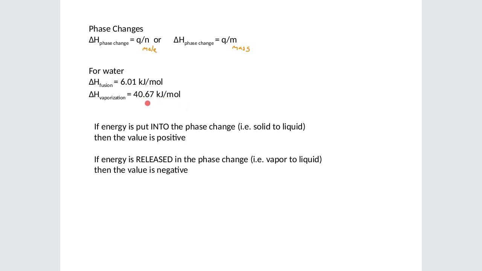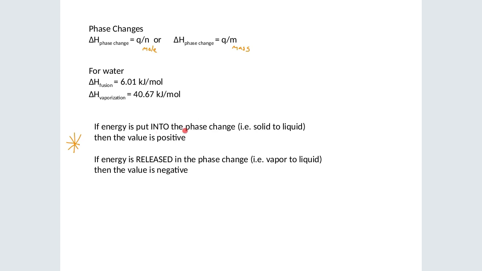Right, so it takes a lot more energy to vaporize water than it does to melt it. So if I'm going from the liquid to the gas phase, I've got to overcome all those hydrogen bonds. There's a lot more energy involved here. Now, in terms of the signs, this is where you've also got to be careful. The magnitude of the number stays the same. The sign is going to be determined depending on which direction you're going.